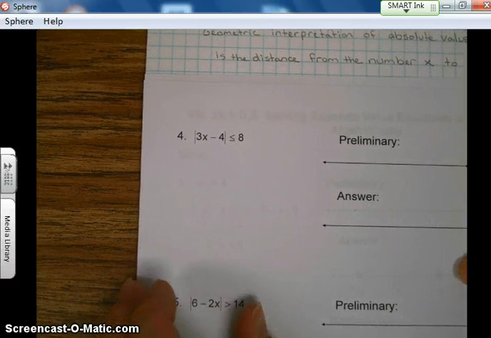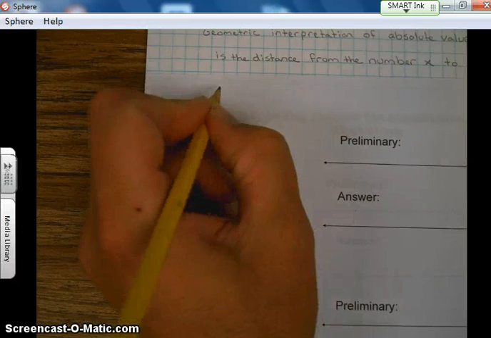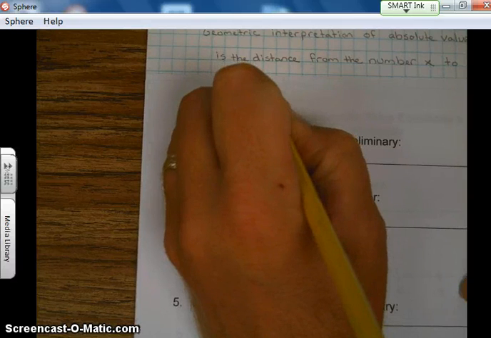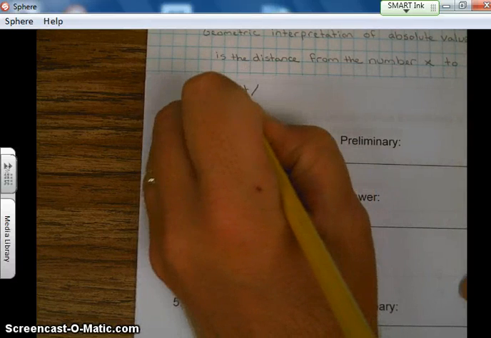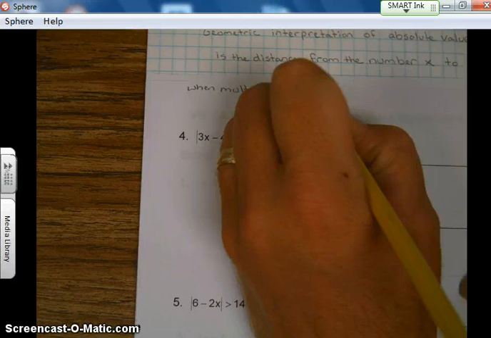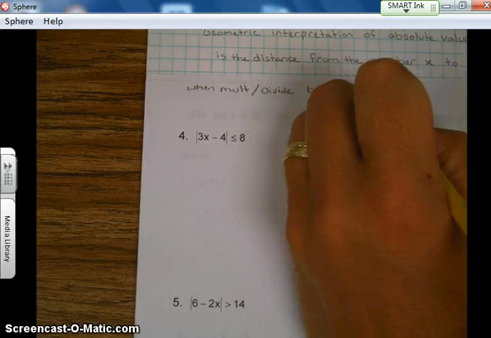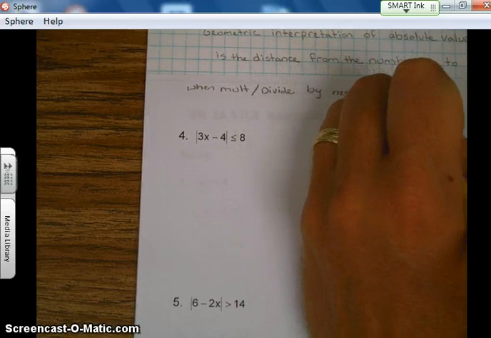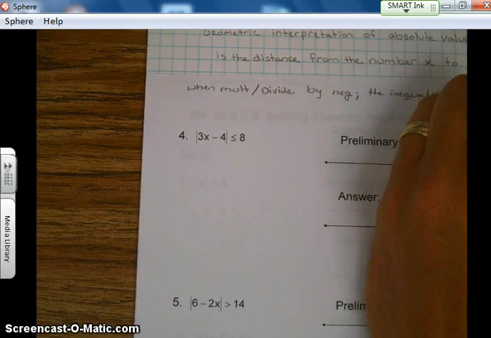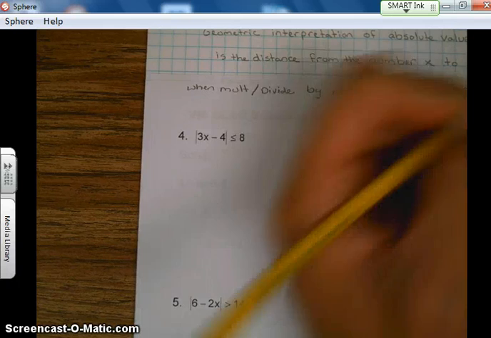The rule that you have to remember, very important rule, is that when you multiply or divide by a negative, the inequality switches direction. So less than becomes a greater than. Greater than becomes a less than.